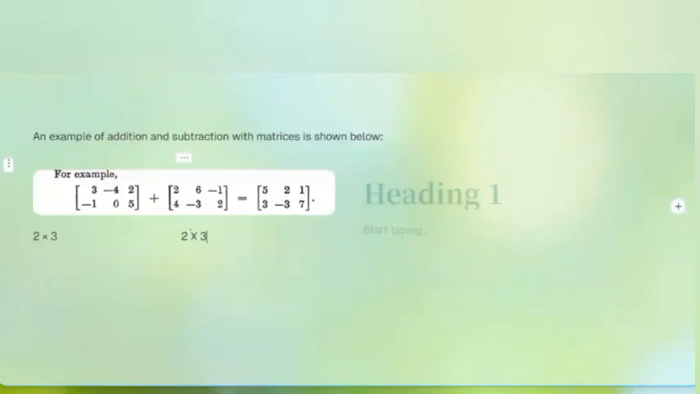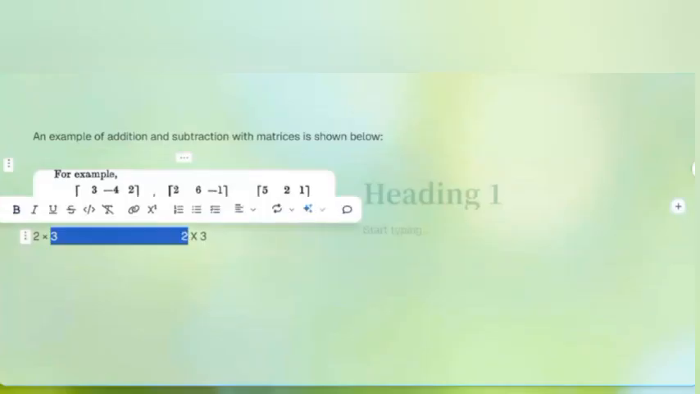Now, the first thing you have to check for in multiplication is the two dimensions of these matrices. These two numbers must correspond. If they don't correspond, that means you cannot multiply them. You cannot multiply these two matrices because the 3 here and the 2 here are not matching.